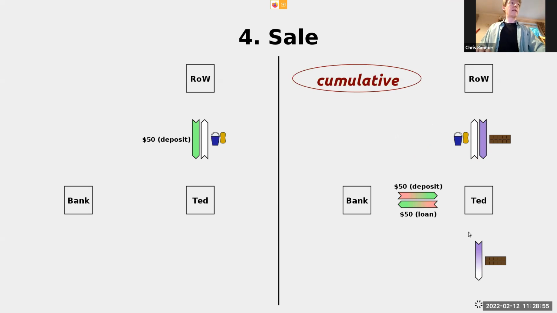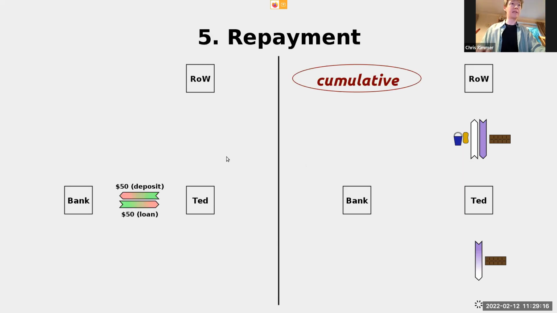Sorry, wrong page. So, here we go. Sorry about that. Ted decides to wash the windows of the shop, and he's paid $50 for it. He now has enough money to repay the loan. So we'll just skip on to the next one.